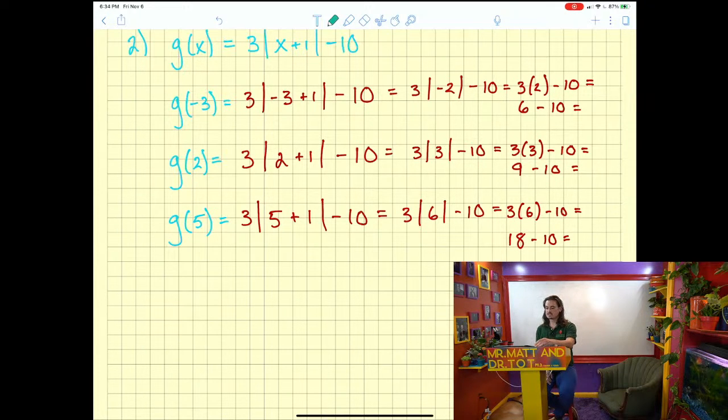So if g of x is equal to 3 times the absolute value of x plus 1 quantity minus 10, then g of negative 3 would be equal to 3 times the absolute value of negative 3 plus 1 quantity minus 10. Negative 3 plus 1 is going to be negative 2, and then the absolute value of negative 2 is positive 2. So this is going to end up simplifying into just 3 times positive 2 minus 10. 3 times 2 is 6. 6 minus 10 is negative 4.